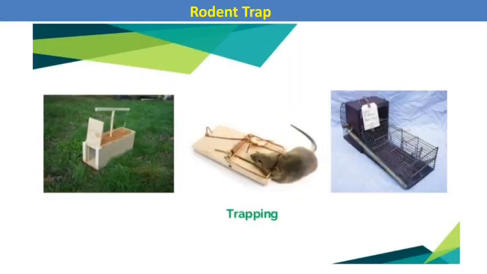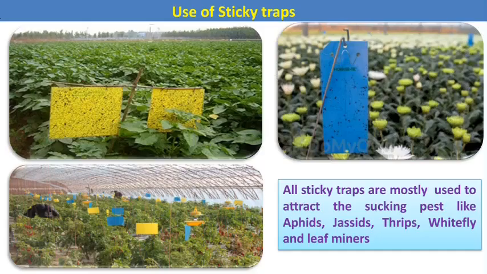Then here are some of the rodent traps used nowadays. With the help of these rodent traps we can trap the rodents or rats and destroy them in our own way. There are two types of trap. The first one is the traditional trap and the second one is the modern trap. Then sticky traps. The yellow sticky trap and the blue sticky trap are the two important sticky traps. This is a sticky card.